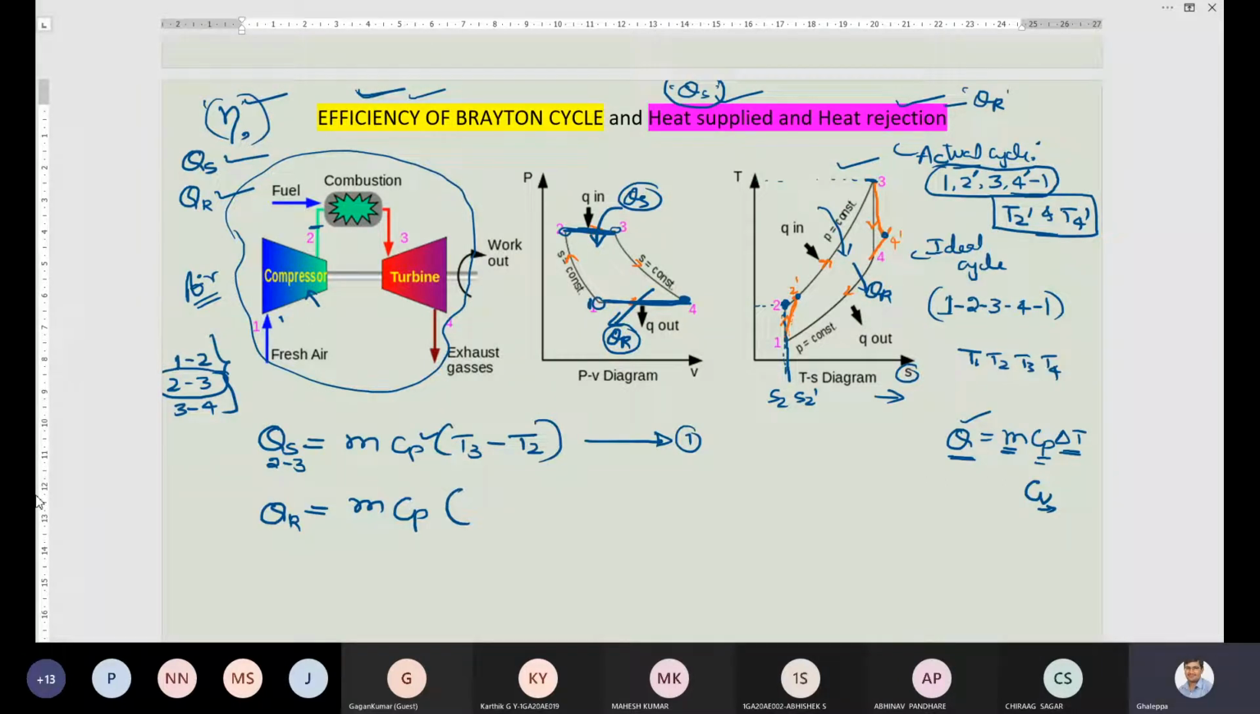For 4 to 1, we need to take temperatures. So where is the fourth point? Here is the fourth point and the first point is here. So the process goes from point 4 to point 1. Temperature T4 is more than T1. So I will write here T4 minus T1. This I will take as equation number 2.